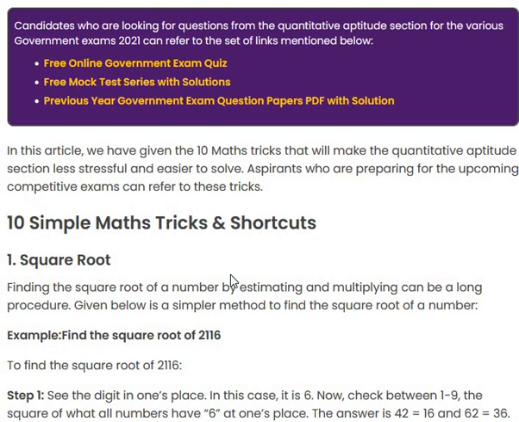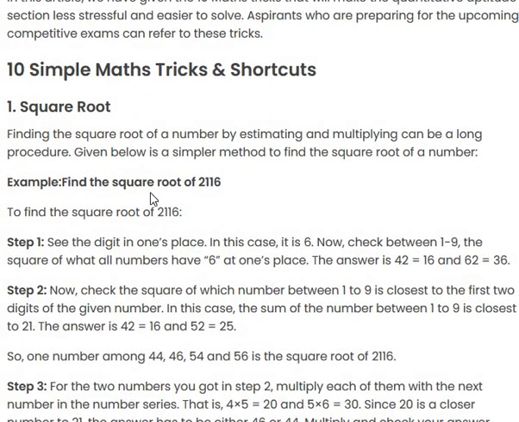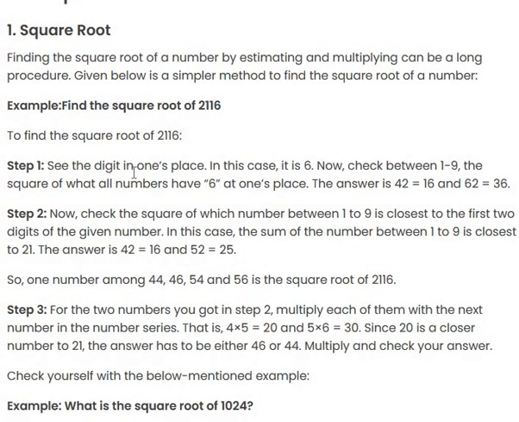Finding the square root of a number by estimating and multiplying can be a long procedure. Given below is a simpler method to find the square root of a number. Example: find the square root of 2116. Step 1, see the digit in one's place. In this case, it is 6.